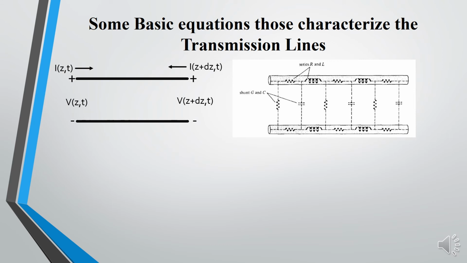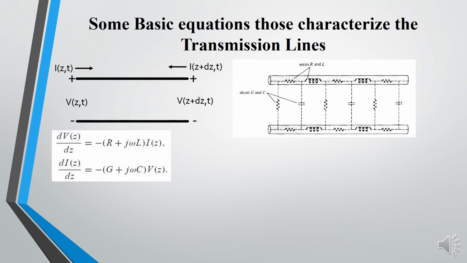So if we apply KVL to this equivalent circuit, we can find out dVz/dz equals minus (R plus j omega L) Iz, and if we apply KCL, we can find out dIz/dz equals minus (G plus j omega C) Vz. During calculation of KVL, G and C will no longer come, and in case of KCL analysis, the R and L will no longer come into the analysis.